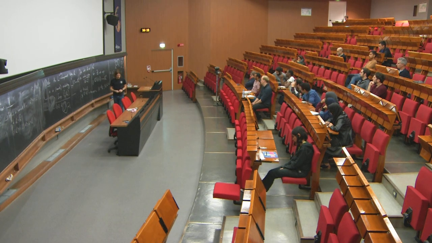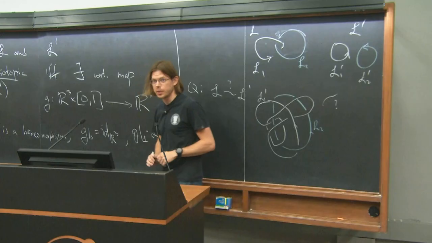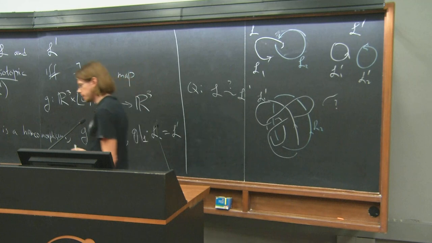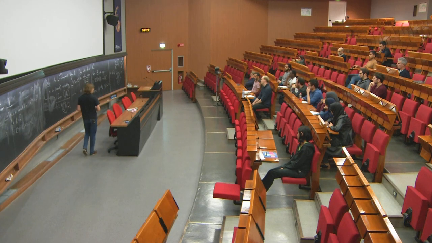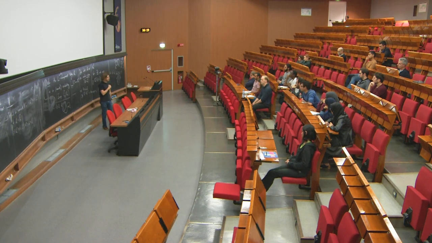Well, in this case there is actually not really a problem. In this particular case, links in R3, any homeomorphism of R3, if it's orientation preserving, you have to specify that it preserves orientation, can be homotoped to the identity. So you can require a weaker condition, actually.